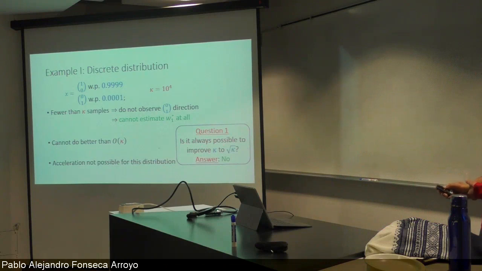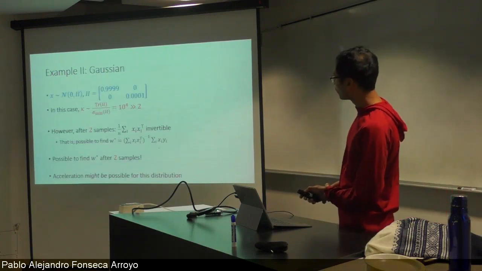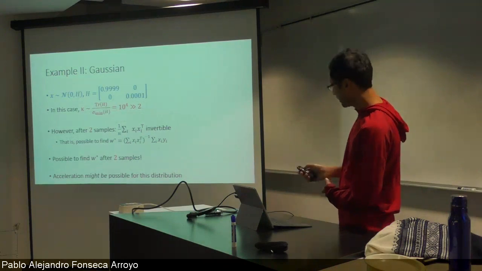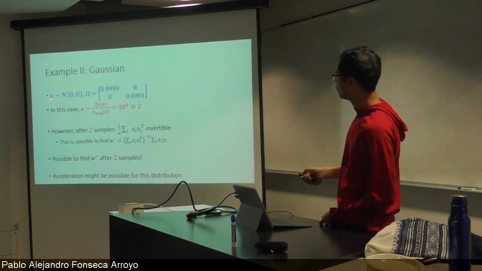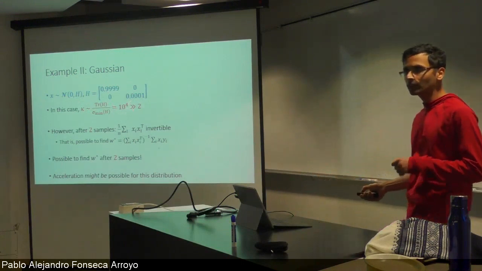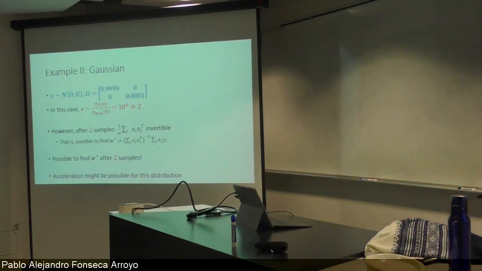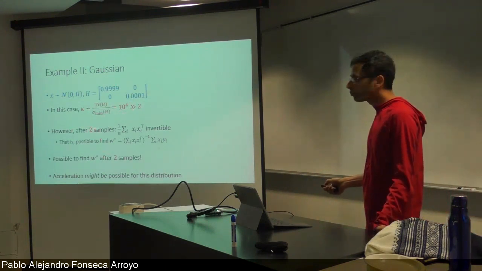Right. Okay. So now let's get to our second example. Instead of considering a discrete distribution, let's consider a Gaussian distribution, which again has the same covariance matrix. So X is normal 0, H, where H is the covariance matrix with 0.9999 and 0.0001 on the diagonals. In this case, the condition number is again like 10 to the 4, which is the same as the previous setting, right? The condition number is still pretty large. But it turns out that after just 2 samples, you get just 2 samples.